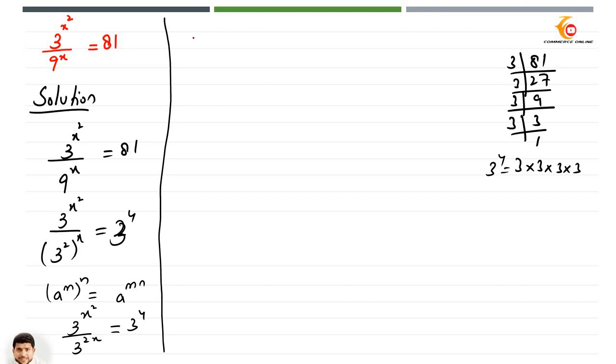So as we know that a to the power m divided by a to the power n, when the base is the same, we subtract the powers. So by following this basic concept, I am doing the same thing. I will write 3 to the power x square minus 2x equals 3 to the power 4.